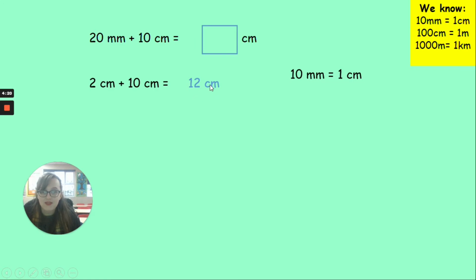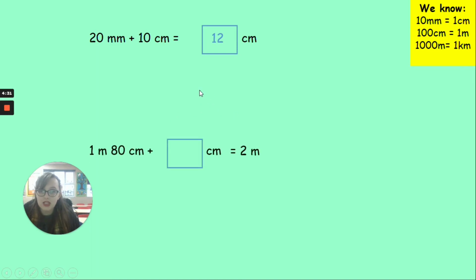Now that's an answer that's very different to 30 that we originally thought. So always be careful, check that your question has got both of the same units of measurement. Okay, let's have a look at the next question now.